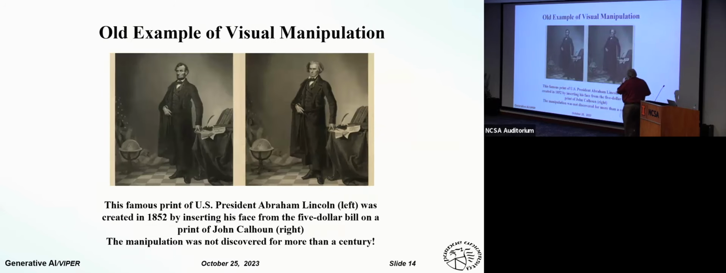This is another great picture. This is Abraham Lincoln on the left. This picture hung in a lot of courthouses. As a matter of fact, there are many courthouses in the U.S. that still have it. It's a manipulation. It actually is the photograph of John Calhoun with Lincoln's head inserted. And this is a very famous picture, supposedly, but it's not real. So we're seeing more and more of this.